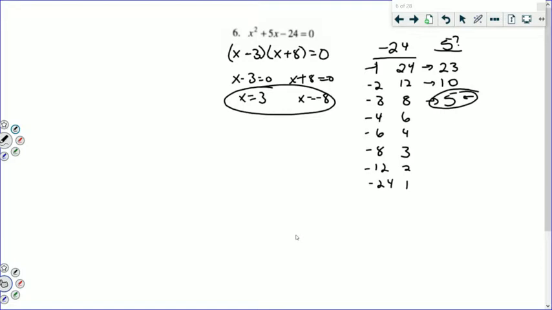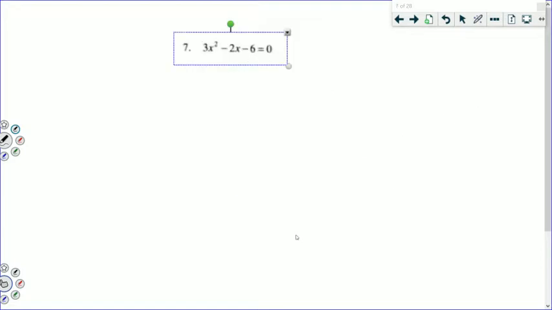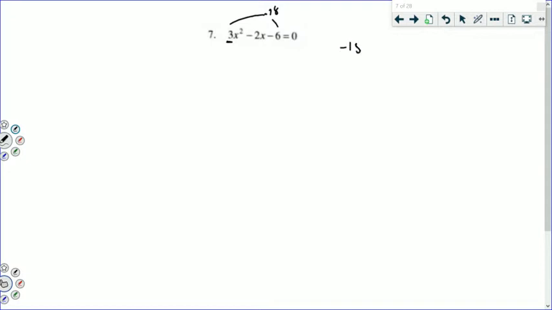All right? On to number 7. Here we have a similar problem. However, we want to see if we can factor this, but we need to check that the a number is not 1. So instead of two numbers that multiply to be negative 6, we need to say, what is 3 times negative 6? Well, that is going to be negative 18. So we need two numbers that multiply to be negative 18 that add to be negative 2.